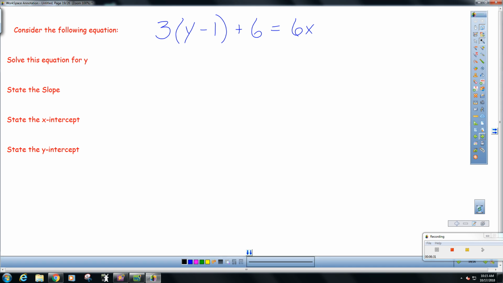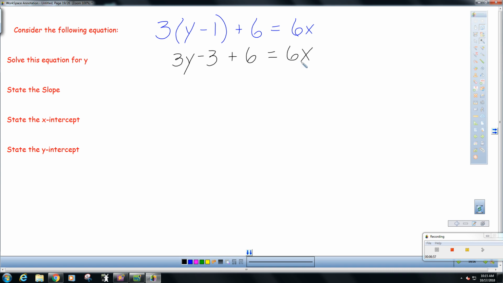All right, we got 4 different things to do. The first one says solve for y. So I'm going to distribute. You could have also subtracted 6. Or you could have divided by 3. I would not advise dividing by 3. It would not be the right first step. It would get too complicated, especially if they weren't all divisible by 3, but they are. But let's move on.